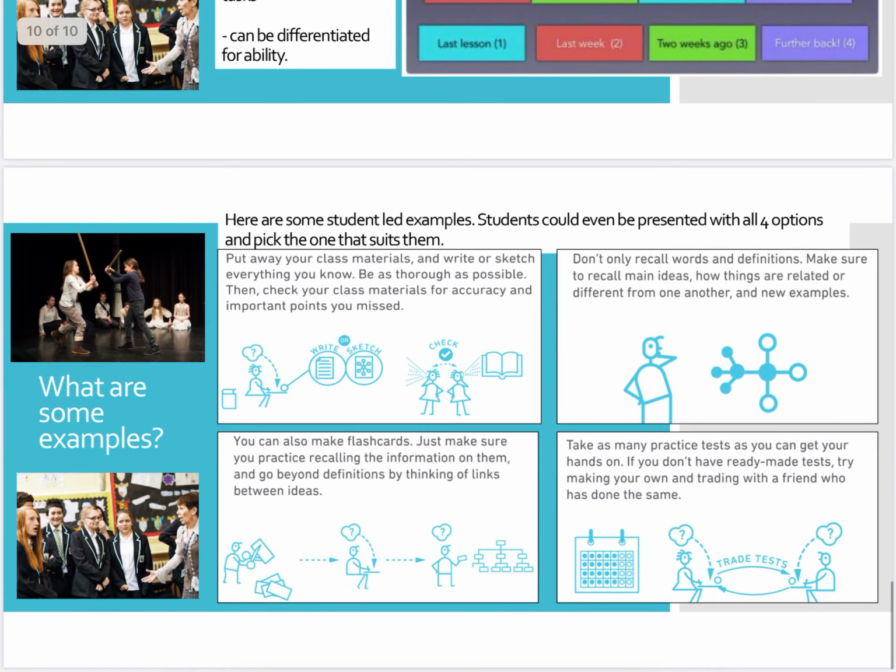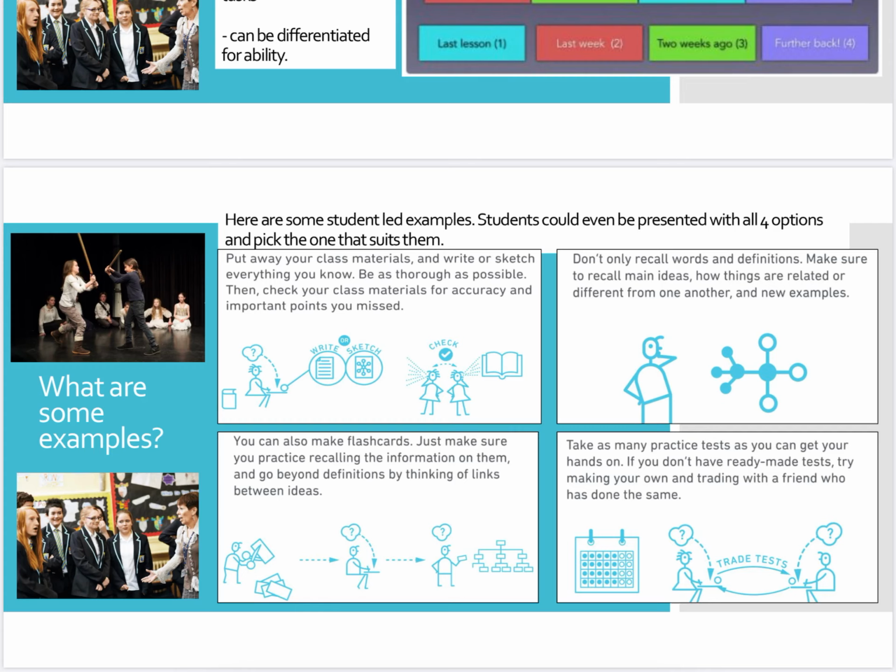Lastly, here are some examples that students can do themselves. Here's 4 examples of retrieval. Maybe as a plenary, you could say to students, pick whichever one you want to do. It's quite nice because it gives them a bit of autonomy. Perhaps they can do the one that makes the most sense to them. So put away all your class materials and create a sketch of everything you know. That way the students can check each other's work.